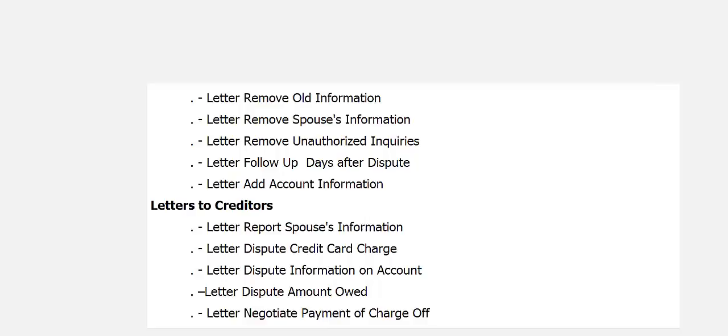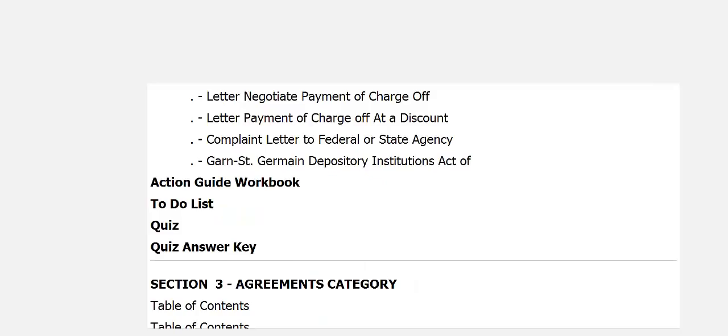And then letters to creditors. We want a letter to report to spouses good information, letter to dispute credit card charge, letter to dispute information on account, letter dispute amount owed, letter negotiate payment of charge-off, letter payment of charge-off at a discount, complaint letter to federal or state agency. Most of the time it's to the Federal Trade Commission or the FTC.